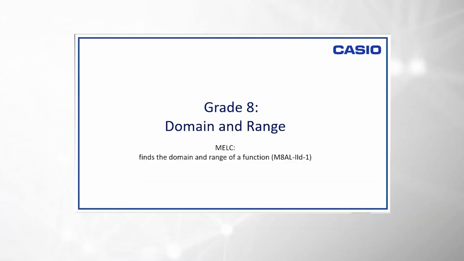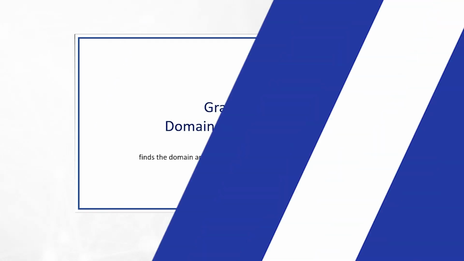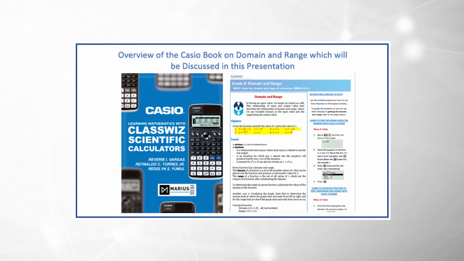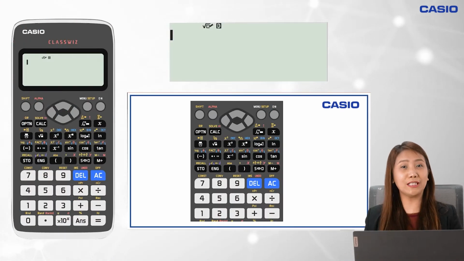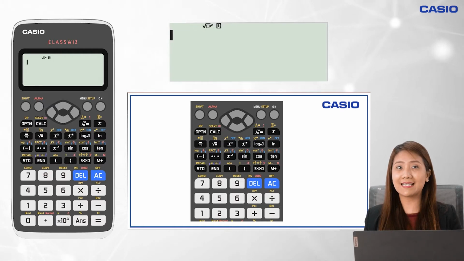In this video, we will explore how we can use a class-based calculator in learning and teaching domain and range. The examples and steps to be discussed in this presentation are also indicated in the CASIO book on domain and range. The CASIO Emulator is a great tool for teachers to simulate the process of learning and computation in class.